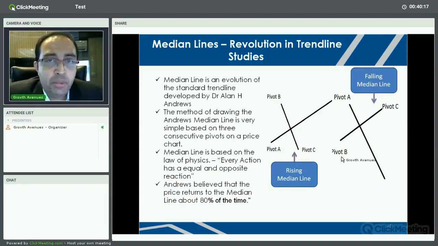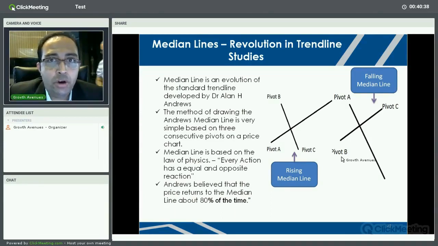Median line is a very, very interesting concept. It uses the concept of pivots. Pivots are something we all keep seeing in the market, because pivots keep forming all the time. Prices keep moving all the time. Prices are history, be it an intraday chart, an end of day chart, or a weekly chart. There are going to be pivots all the time.